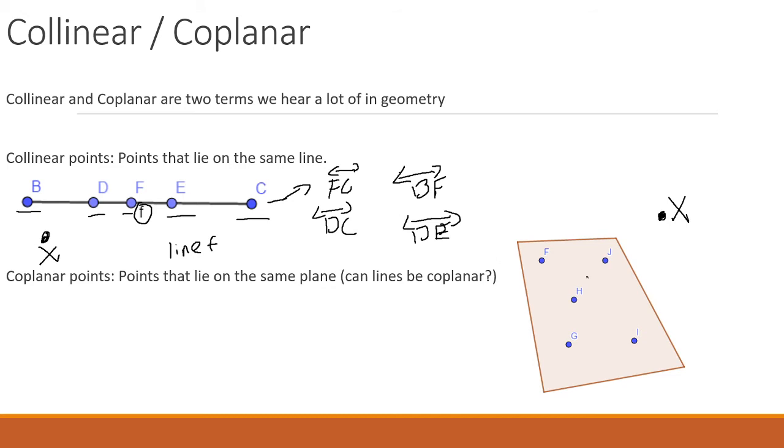And you can also have lines that are coplanar. So like line FG and line HJ would be coplanar. Line FH and line GH would be coplanar, that sort of stuff. So as long as they're in the same plane, they're coplanar. As long as they're in the same line, they're collinear.